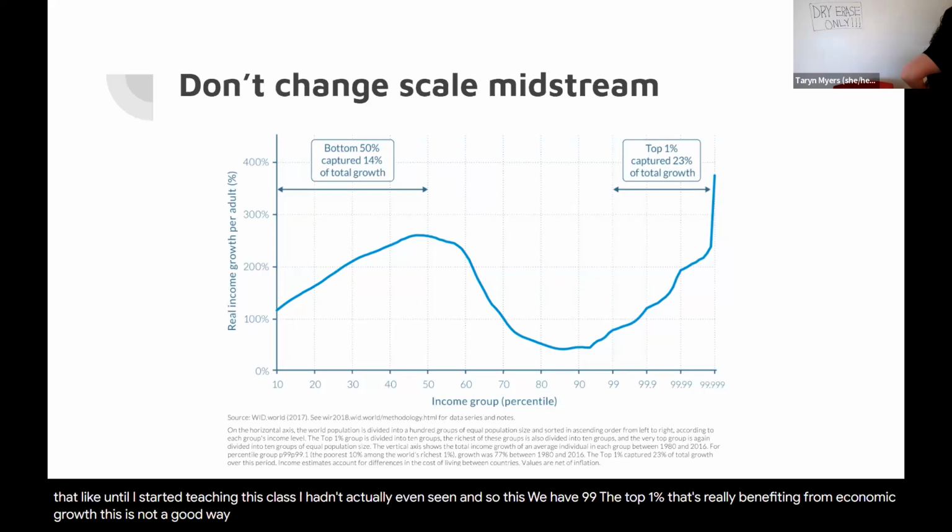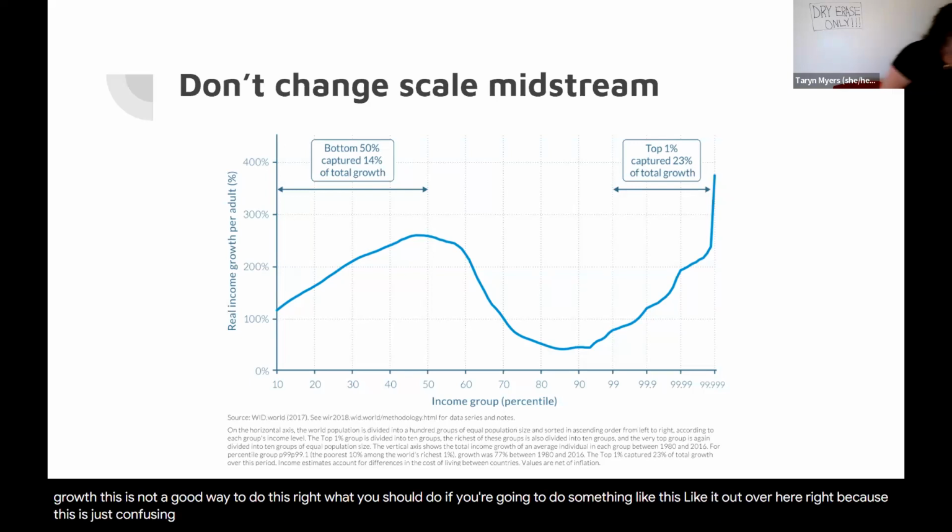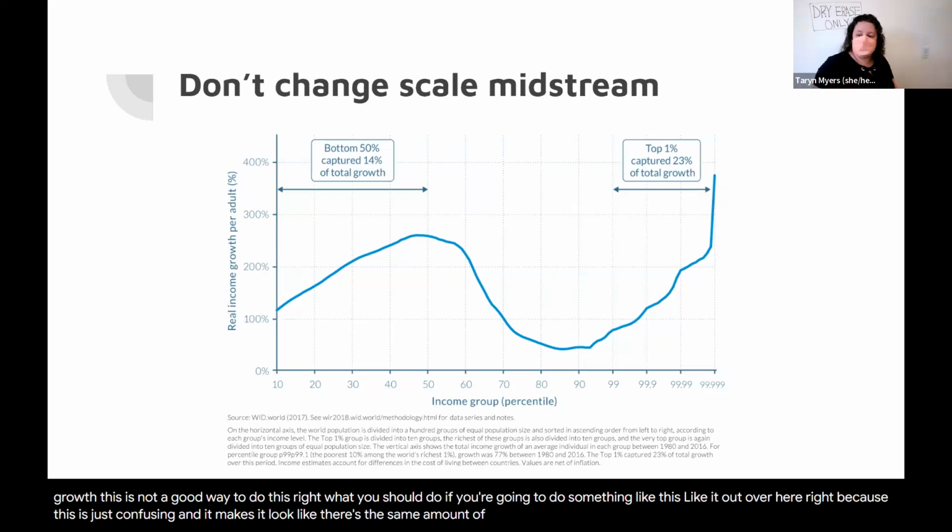This is not a good way to do this, right? What you should do if you're going to do something like this is go up to 99, right? And then make this part below a second graph, right? Or you can even make a little picture in picture, pop it out over here, right? Because this is just confusing and it makes it look like there's the same amount of space between 90 and 99 as there is between 99 and 99.9, and so on.